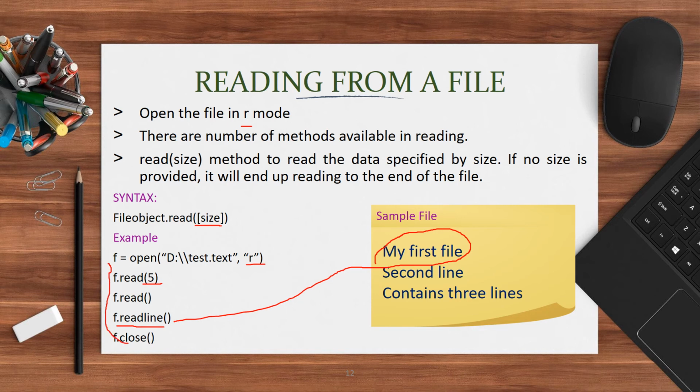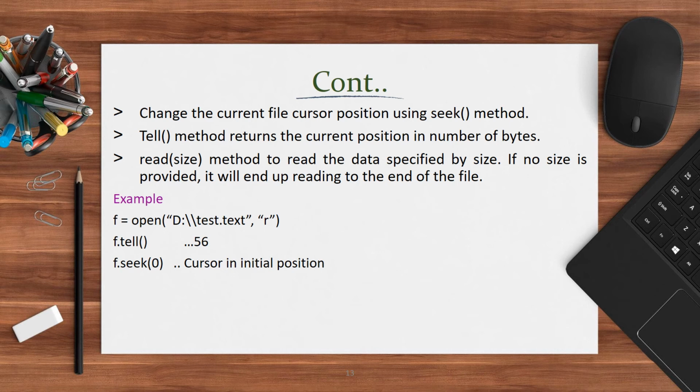How to change the current file cursor position? Using the seek() method. Then the tell() method returns the current position in number of bytes. The read(size) method reads the data specified by the size. If no size is provided, it will end up reading to the end of the file. Here I have opened a file in read only mode. Here tell() returns, as I already said, the current position. It returns it in number of bytes.